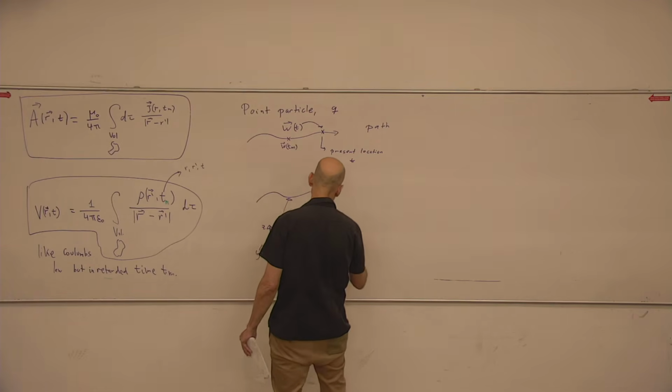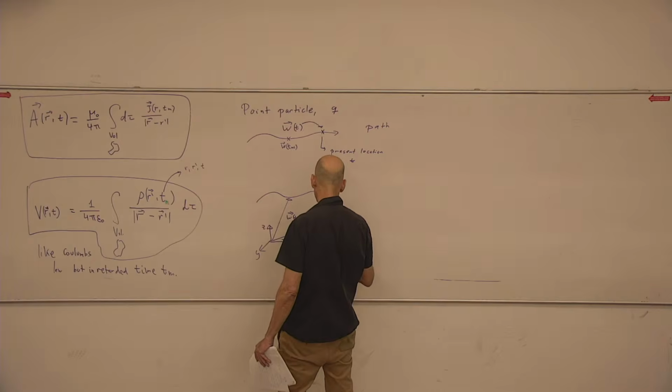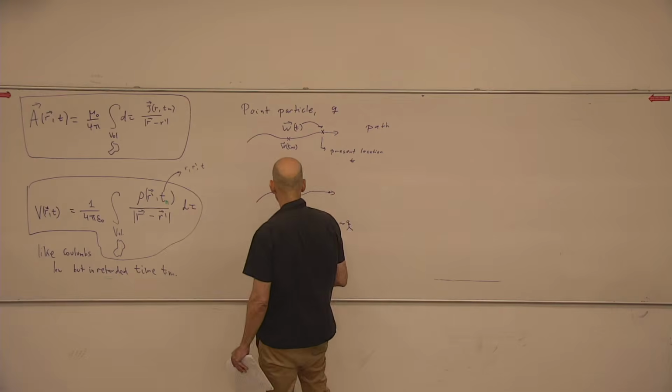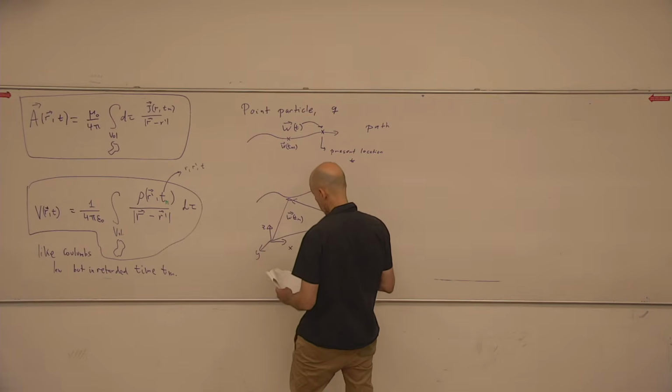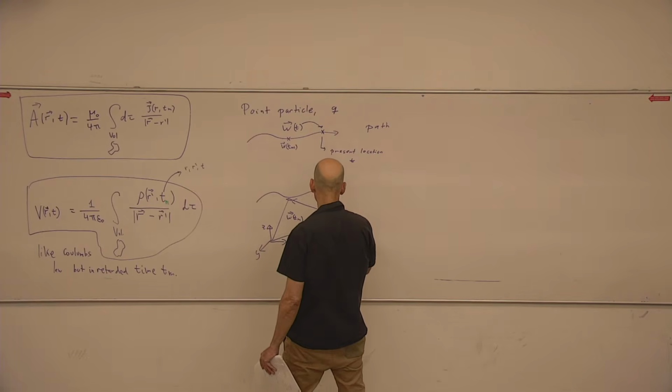Now, we also have an observation point, which is R. So here is my observer, for example. And then, as before, we have this distance, which I'm going to denote R minus WTM.